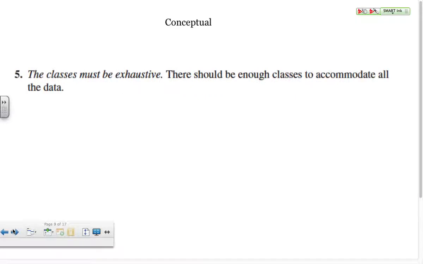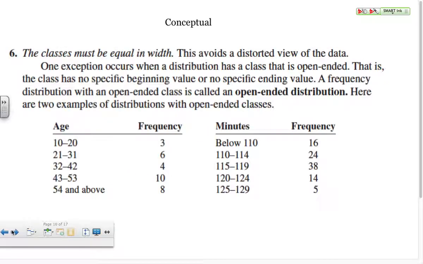The classes must be exhaustive. If your data runs from 2 to 43, you can't have your last class be from 30 to 40, because then you're missing the last set of data. It must include everything. They must also be of equal width. All right, now this is where it gets tricky. We'll talk about width in just a moment. But you would say that this is a width of 10.